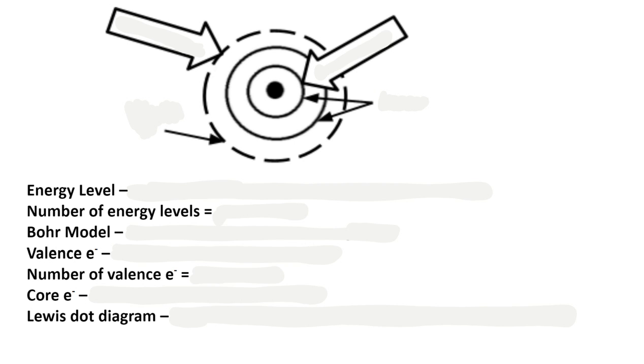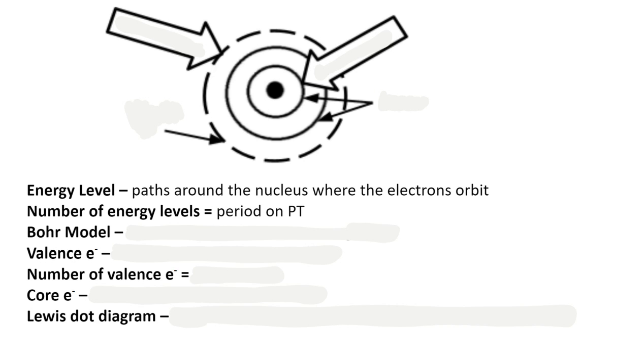Hi everybody, so let's start to talk about these electrons in more detail. We've already mentioned that they live in energy levels, and that's what you see in this picture. The energy levels, remember, are the paths around the nucleus where the electrons orbit. But we need to get a little bit more detailed. You need to know how many energy levels an atom has, but it's really easy. It just equals whatever period the element is in on the periodic table.